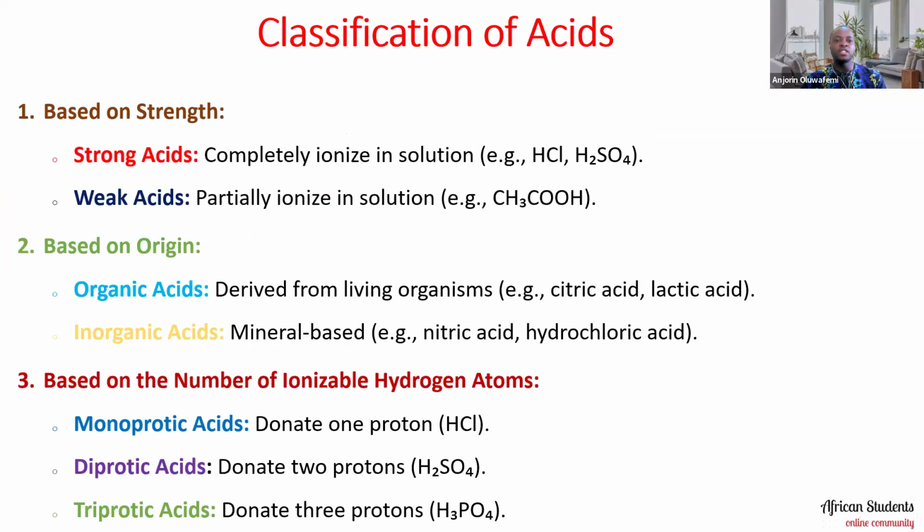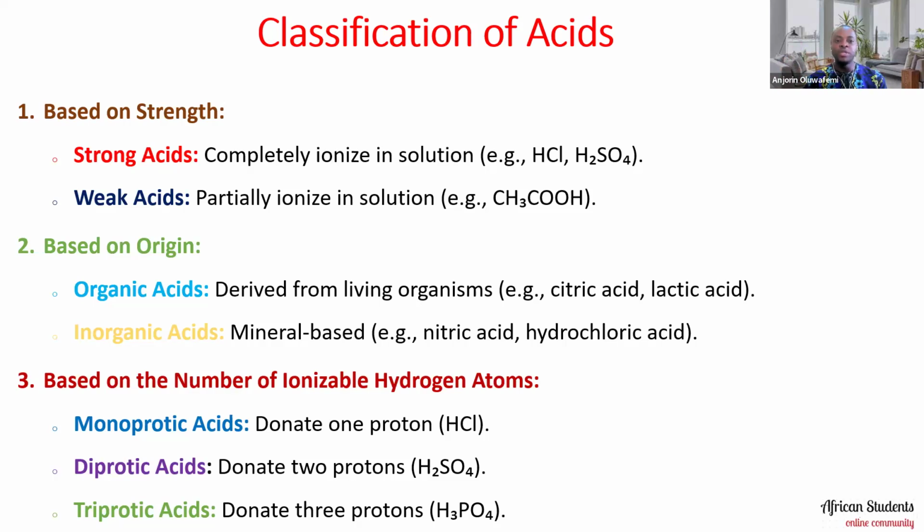Let's look at the next one, classification of acids. Acids can be classified in 3 ways. Number one, based on their strengths, we can have strong acids and weak acids. Strong acids completely ionize in solution, for example HCl, H2SO4, even HNO3. Weak acids partially ionize in solution. An example is ethanoic acid, CH3COOH. So based on strength, we have that classification.